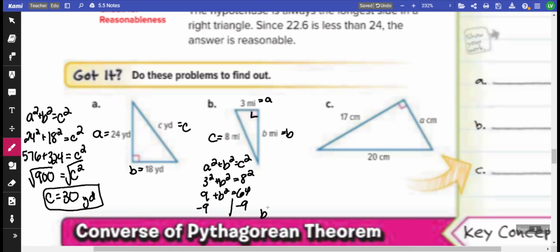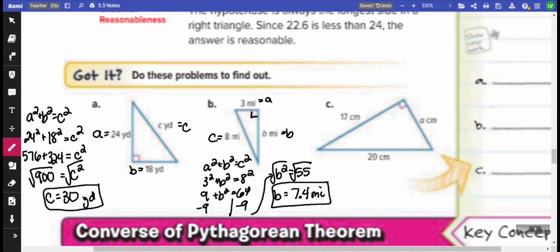That gives me B squared equals 55. The inverse of squaring is square rooting. So the square root of 55 is approximately, to the nearest tenth, 7.4. So it's approximately 7.4 miles.